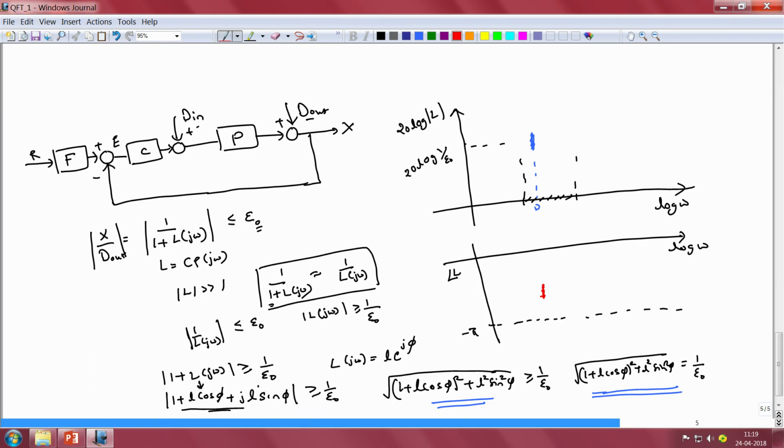Now, the same problem also exists with the Bode plot when we are trying to specify robust tracking requirements. For instance, the tracking error E is related to the output x by the transfer function which is identical to that of the output disturbance, namely 1 by 1 plus L of j omega. So, if the tracking error's magnitude has to be within a certain limit which I shall call epsilon r, then corresponding to that, the magnitude of 1 by 1 plus L of j omega should be greater than or equal to 1 by epsilon r.